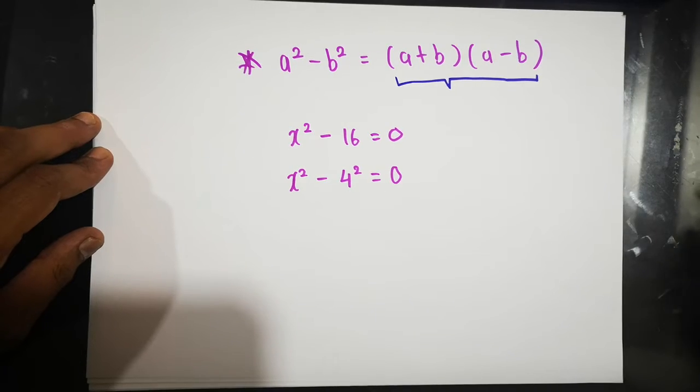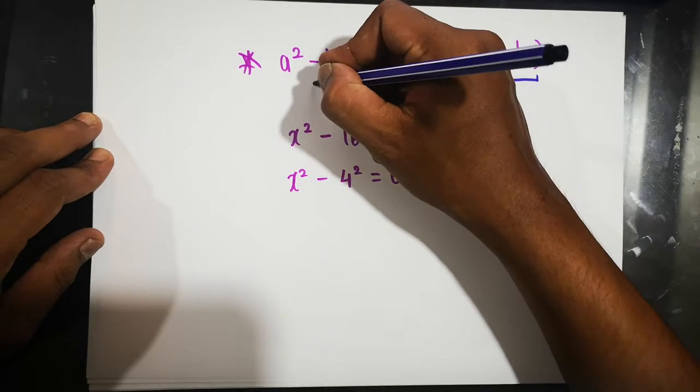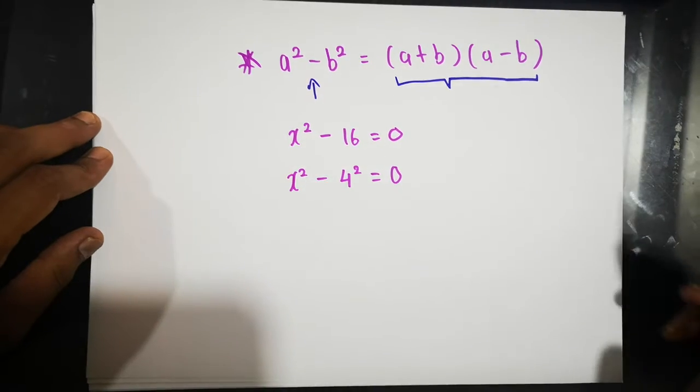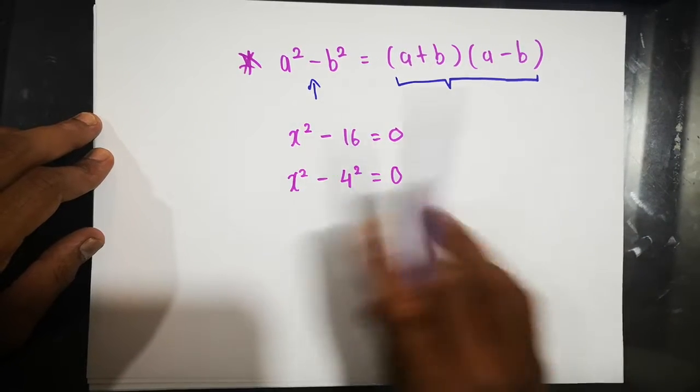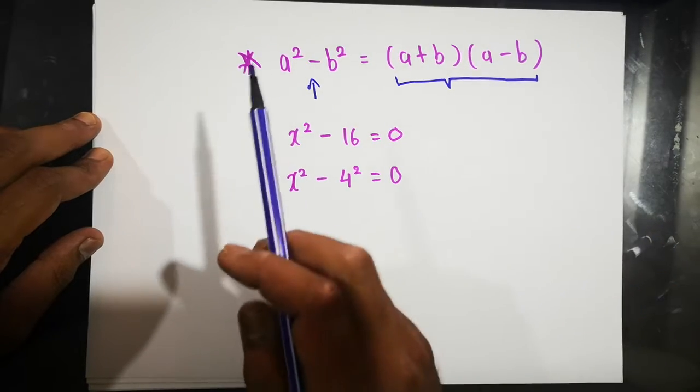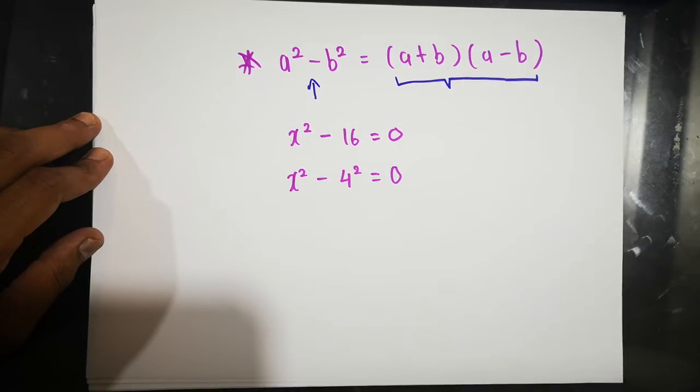I must also highlight, it only works if it's a negative sign here. Some students take a square plus b square and equate it to this. Wrong, that is totally wrong. It has to be negative, okay?